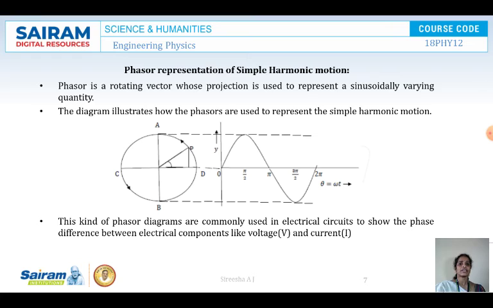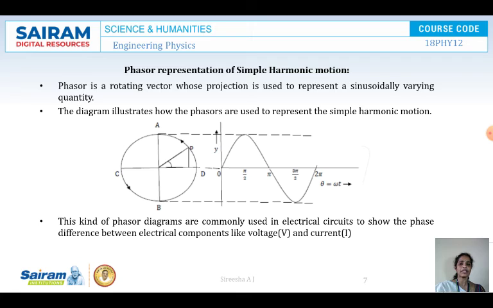Next, you can see the phasor representation of a simple harmonic motion. Till now, we have seen the different forms of representation. Now, we see the phasor representation. What is a phasor? A phasor is a rotating vector whose projection is used to represent a sinusoidal varying quantity. So, now you can see the diagram over here, which illustrates the phasor used to represent a simple harmonic motion.